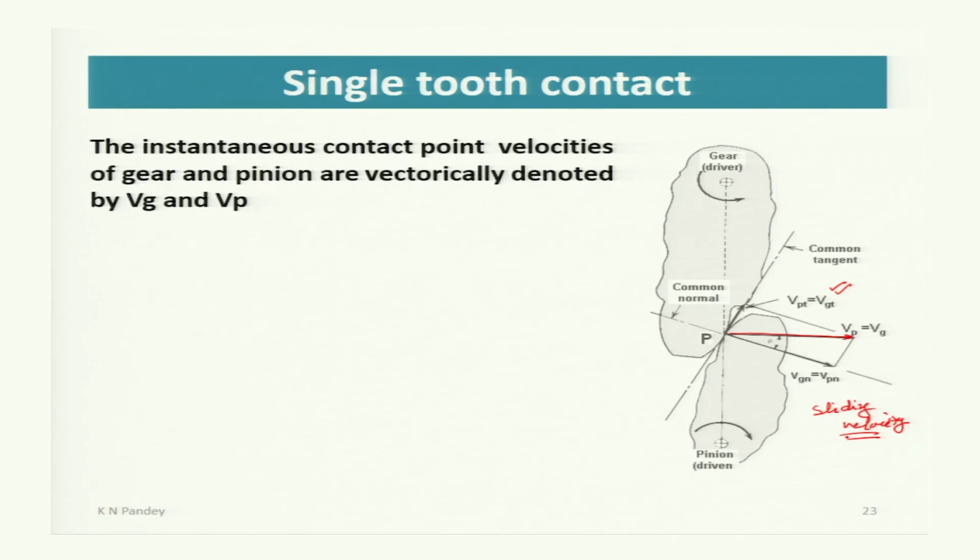So, it is clear that when the contact is at the pitch point, the sliding velocity will be 0 because Vpt is equal to Vgt, but when the contact is other than pitch point, then there will be sliding velocity, and this sliding velocity will be proportional to the distance of contact from the pitch point. As the contact is farther from the pitch point, the sliding velocity will be more, and the sliding velocity is useful in the lubrication of the gear. If sliding velocity is 0, there may be a chance of loss of lubrication, and it is dangerous.